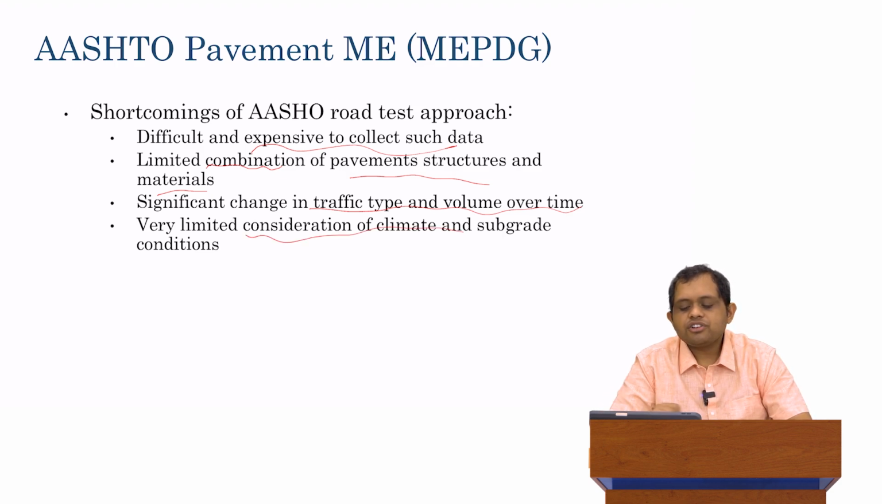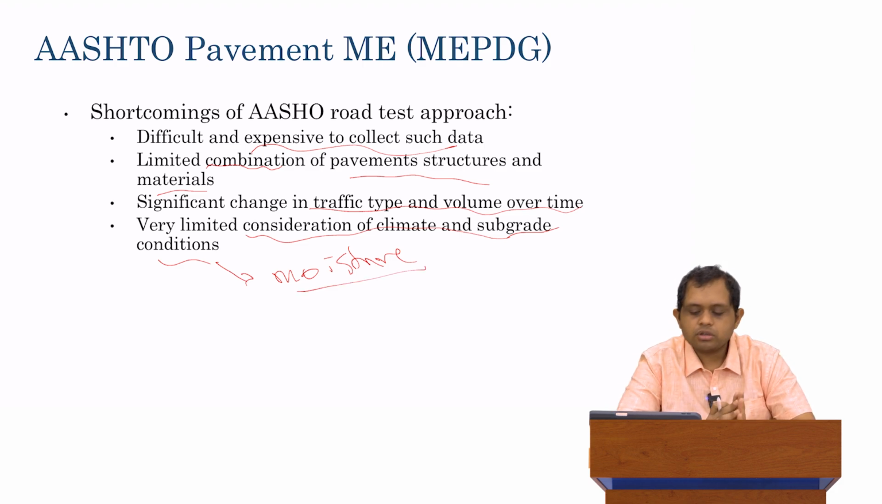And the last shortcoming of the AASHTO road test was, as I had mentioned earlier, very limited consideration of climate and subgrade conditions. Subgrade conditions here mainly refers to moisture conditions. So the amount of moisture in the subgrade, which has a very strong effect on the strength of the subgrade, on the properties of the subgrade. So there was very little consideration.